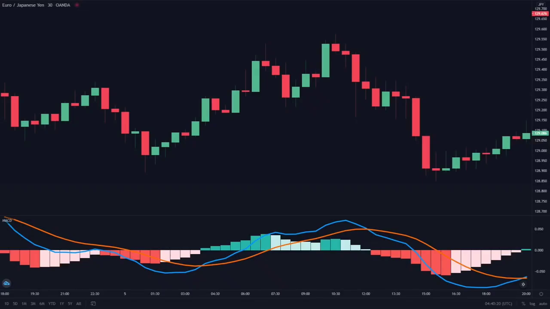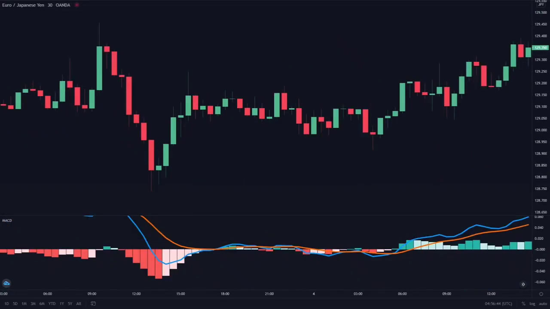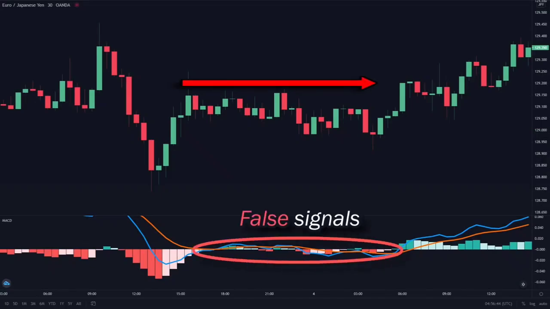The MACD is one of the most popular indicators that does a very good job of detecting momentum. And a common way of using the MACD is by taking a buy position if the MACD line crosses above the signal line, and taking a sell position if the MACD line crosses below the signal line. However, this strategy only works if the market is trending. If the market is moving sideways, the MACD often gives false signals.